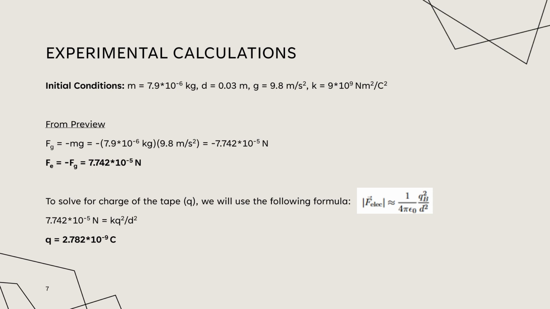And then K is 9 times 10 to the 9 Newton meter squared per coulombs squared, which is also a constant. So we know from our preview what the force of gravity and force of electricity are. And then to solve for the charge of tape, we use the following formula. So we use F electric, and then we use K, which is the same as 1 over 4 pi epsilon naught, and then multiply that by Q squared over D squared. And so ultimately, you can see that calculation at the bottom left, and that's how we derive the Q value that was also seen in the preview.